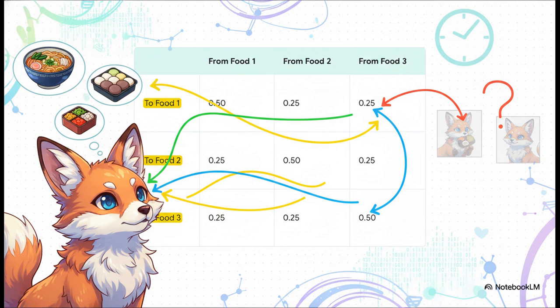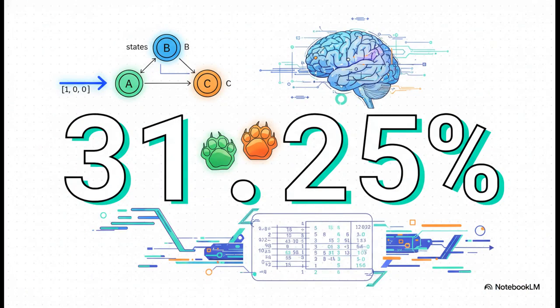Everything else is 0.25. So here's the question. If the animal starts on day 1 eating food #1, what's the probability that it chooses food #2 2 days later? And the answer is 31.25%. We get this by doing the exact same process as before. We start with a vector of 1, 0, 0, and we multiply it by our matrix twice. The model takes what might feel like a fuzzy guess and turns it into a precise, quantifiable prediction.